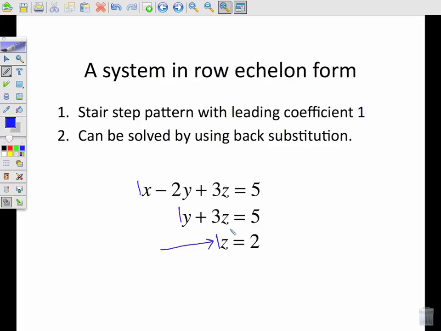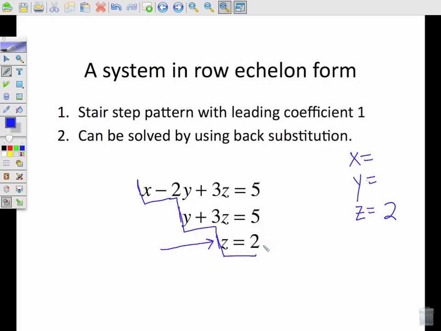If you have your form, then you can use back substitution to solve this. So let's go ahead and finish this problem out and find the solutions. Obviously, we're going to be finding x, y, and z. If you have your equations in row echelon form, it's the stair step where it goes down like this, and z is equal to 2, so we know that's a solution.